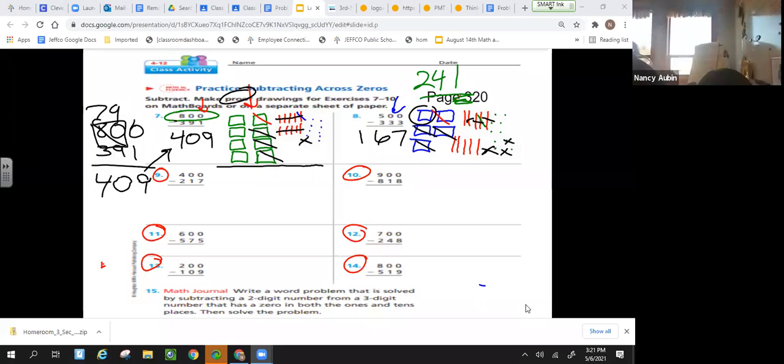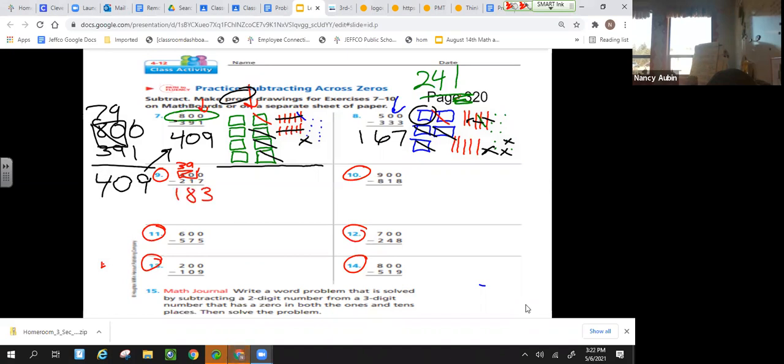Let's see how we did. I'm going to give you the answer, put a star by it if you got it right. Change it if you got it wrong. You can't do 0 minus 7. You're going to make that a 39. You can do 10 minus 7. So make sure you're checking your work.